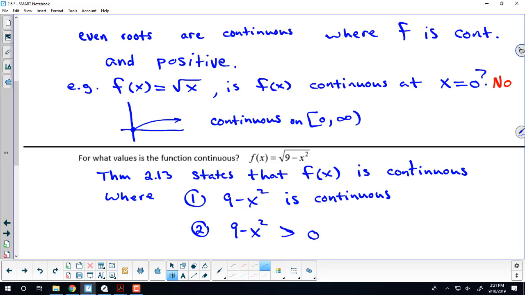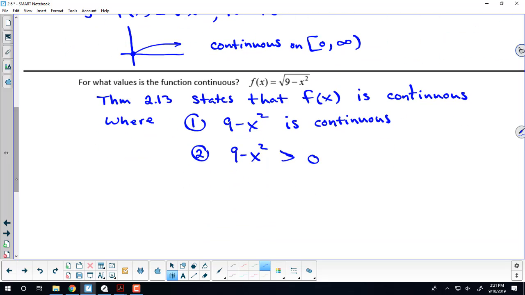Essentially it would be all numbers except 9, square root, 3. It'd be all values except when x equals 3 and negative 3, right? So when we look at 9 minus x squared, where is 9 minus x squared continuous, just as a function by itself? Everywhere, because it's what type of function? Polynomial. Yeah, polynomials are continuous on all real numbers.